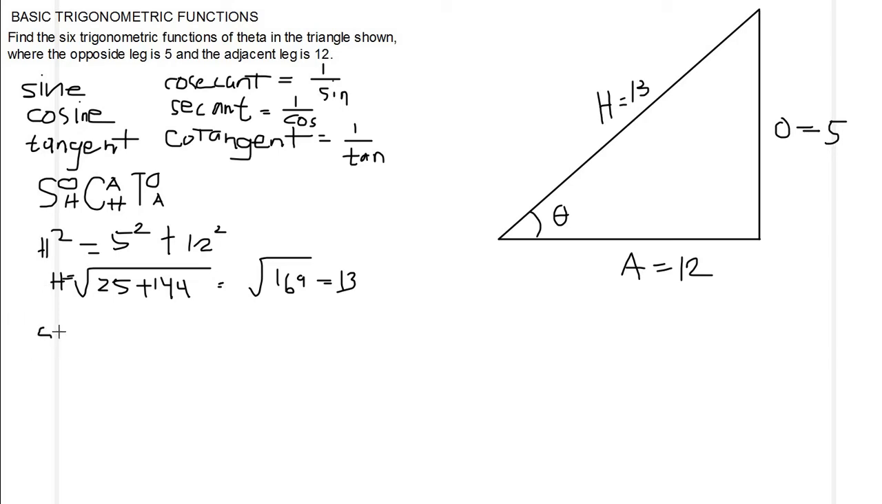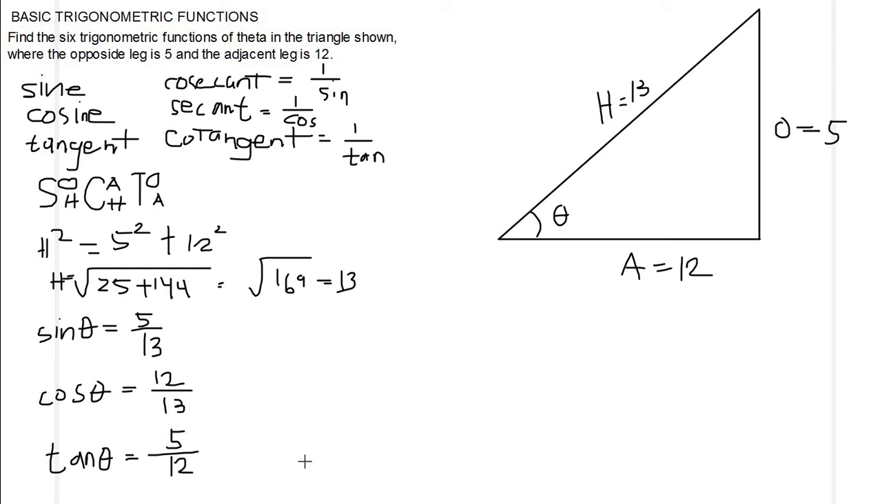And now let's get the values of our different trigonometric functions. So sine is opposite over hypotenuse, so that's 5 over 13. Cosine is adjacent over hypotenuse, so that's 12 over 13. Tangent is opposite over adjacent, so that's 5 over 12.